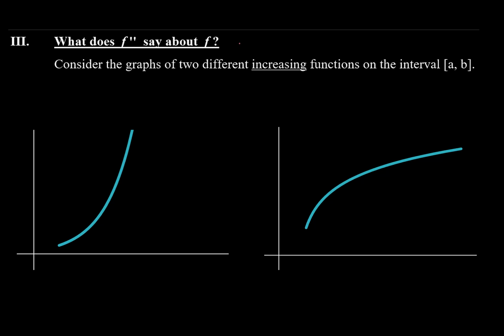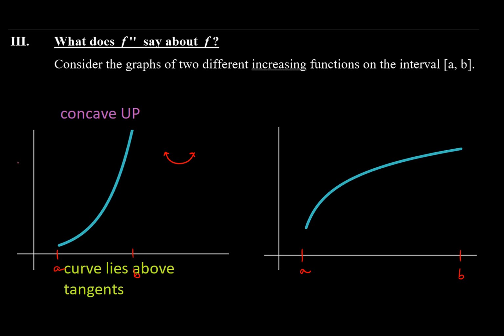All right, let's look at these two graphs. They're both increasing functions on the intervals A and B. So both of these are increasing functions. Only one of these functions is what we call concave up. Okay, so concave up means it looks like a cup, I was saying before, right? It kind of looks like a smile. Also, the curves lie above the tangent. So if I were to find tangent lines here, the tangent lines are always underneath the curve.